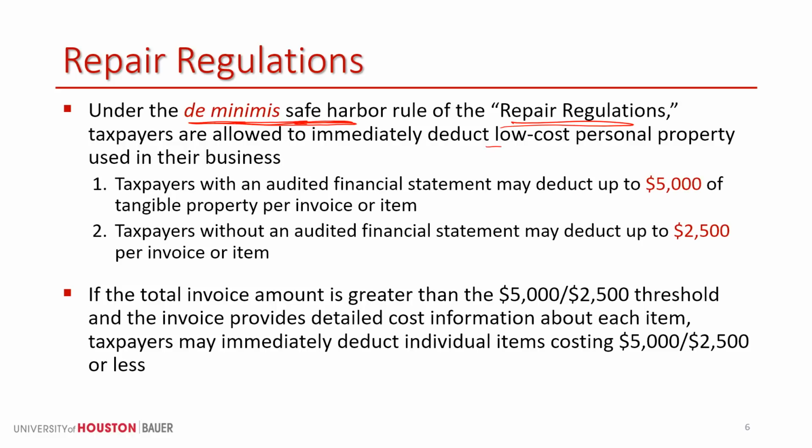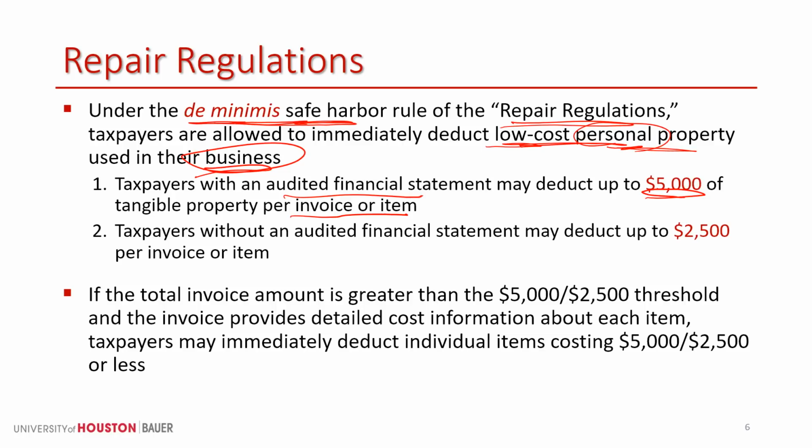Now, the idea is that this is low-cost, personal-type property. Now, it's not personal use. Personal would be like a car or a delivery truck or things like that. But it's still being used in a trade or business, right? We still have a business requirement. And under these de minimis safe harbor rules, up to $5,000 can be written off on a single asset per invoice or item if we have an audited financial statement. So if you go to work for a large company that has an audited financial statement, up to $5,000 per item can be just written off. You wouldn't have to capitalize it and then start the depreciation process.